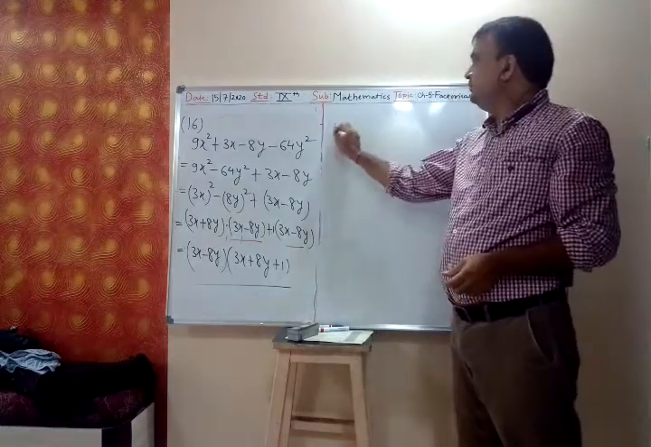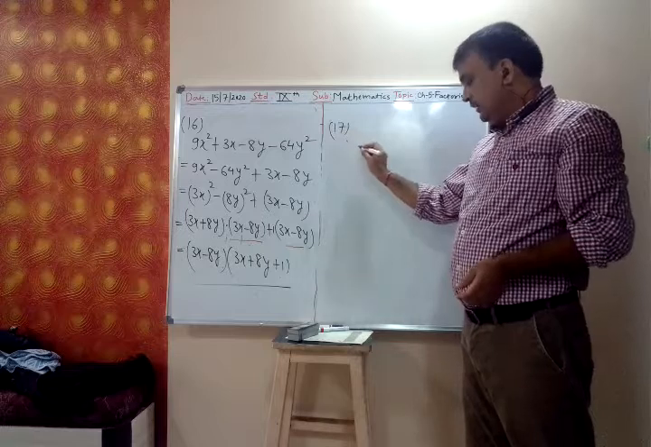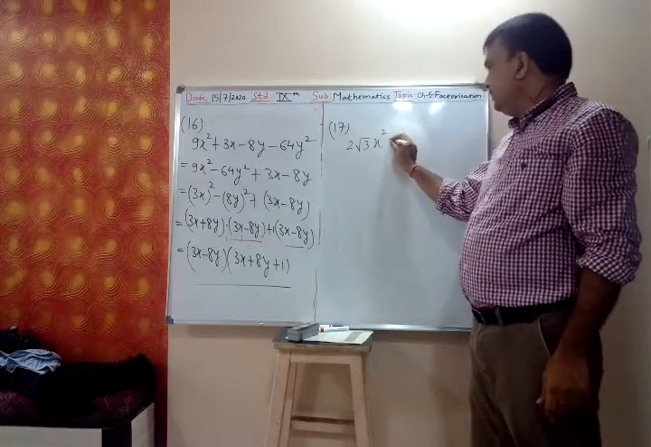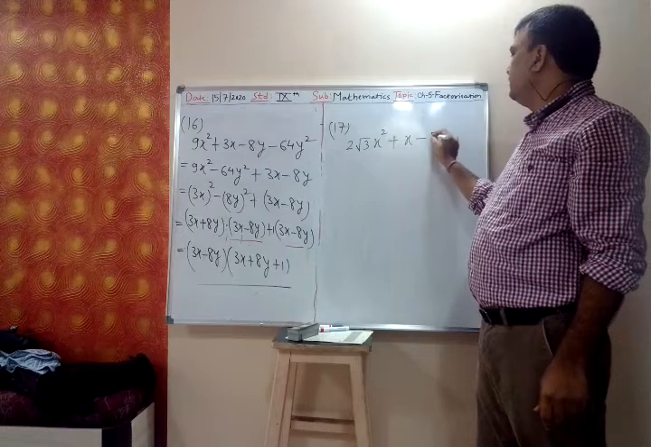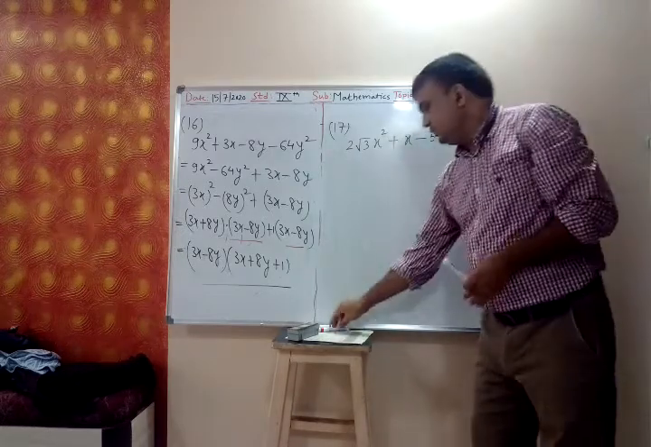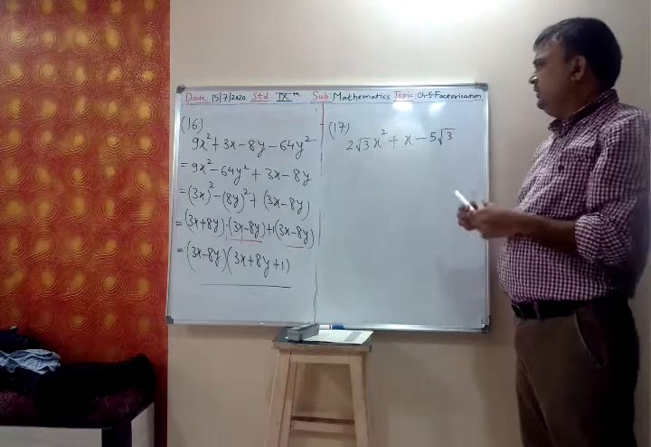17th. Let me write first: 2 root 3 x square plus x minus 5 root 3. Now this is given a quadratic directly. So find two numbers. Let me discuss.